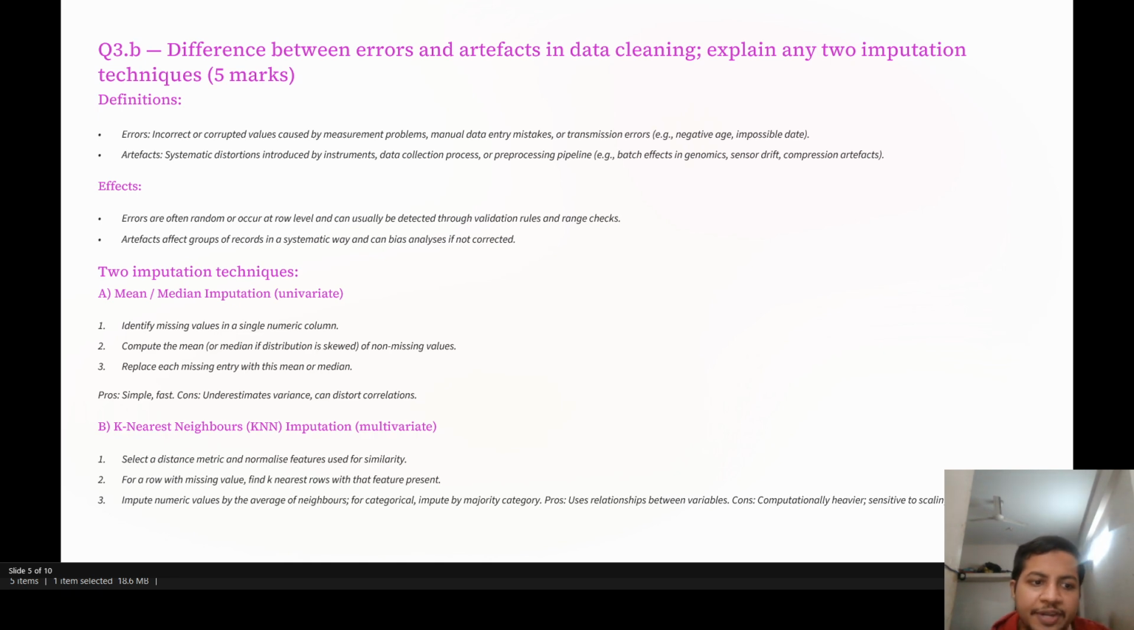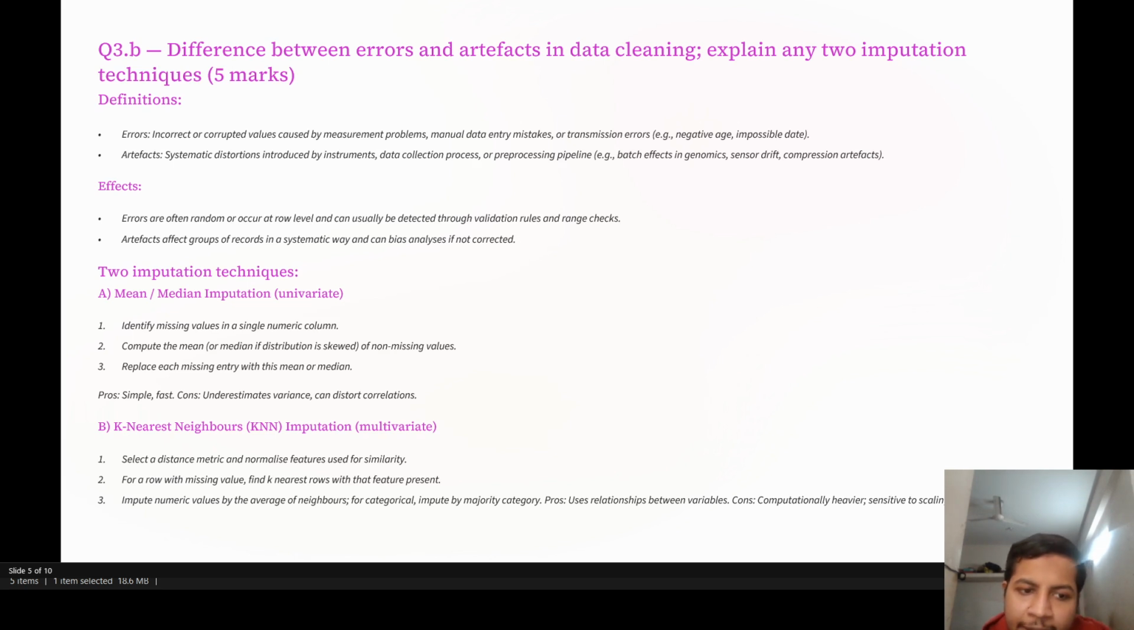Now, what are the imputation techniques? We have two imputation techniques. First, mean or median imputation. Identify missing values in a single numeric column. Compute the mean or median; if the distribution is skewed, we go for the median of the non-missing values. Third, replace each missing entry with this mean or median. Pros: it is simple and fast. Cons: it underestimates variance and can distort correlation. Now the second imputation technique is k-nearest neighbor imputation, which is multivariate.